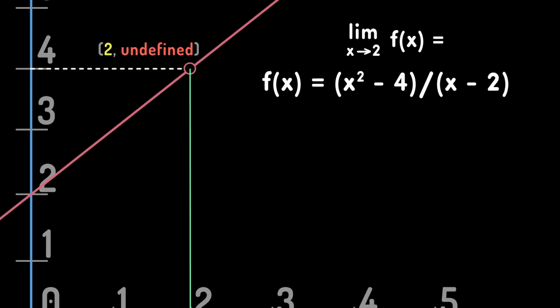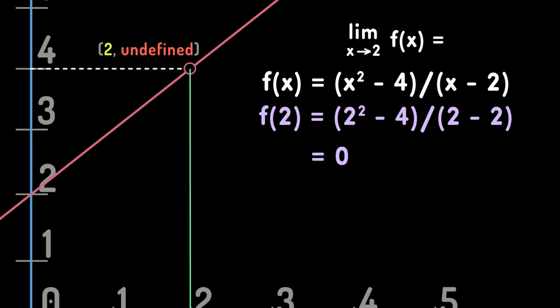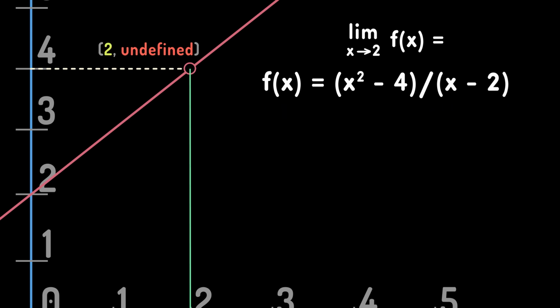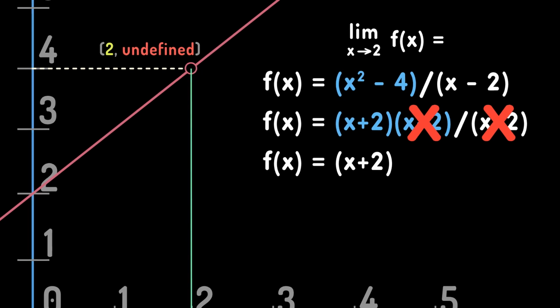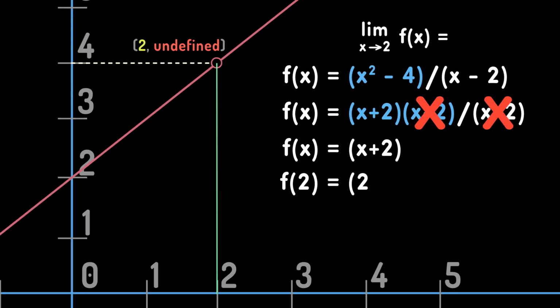Algebraically, if we would have tried plugging in 2 for x, this would have resulted in 0 over 0, therefore highlighting that this function is undefined at x equals 2. To solve a problem like this, we would need to factor the numerator. And then after simplifying, we will be left with f(x) equals x plus 2. Now, by evaluating this simplified form, as x approaches 2, we find the limit to be 4 via direct substitution.